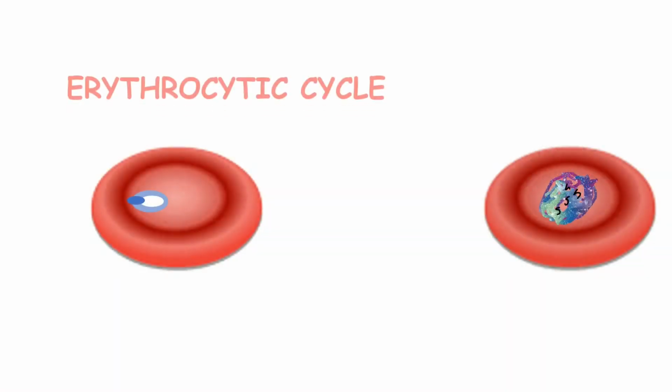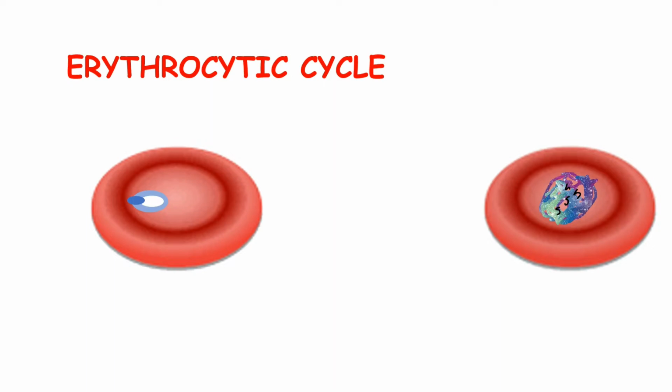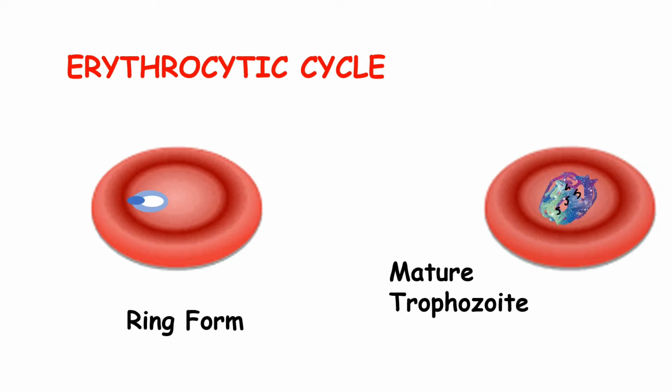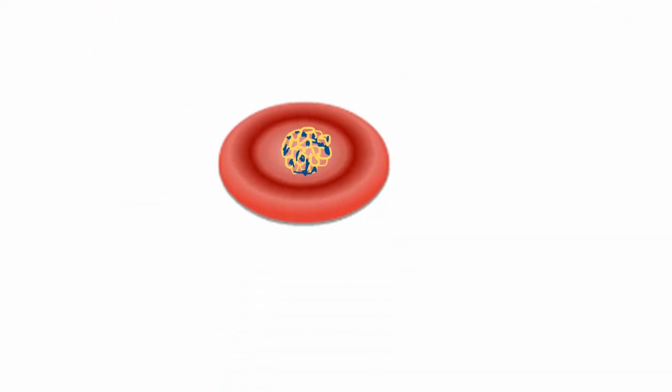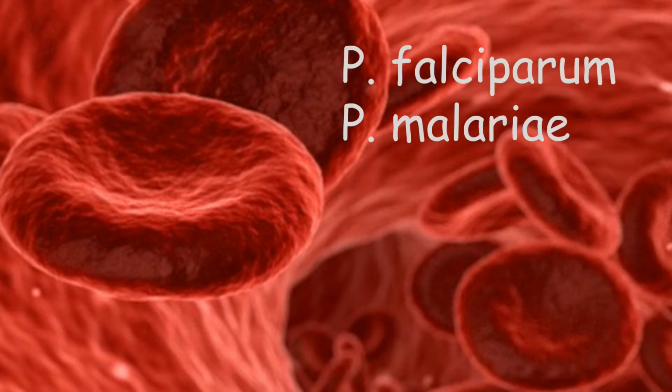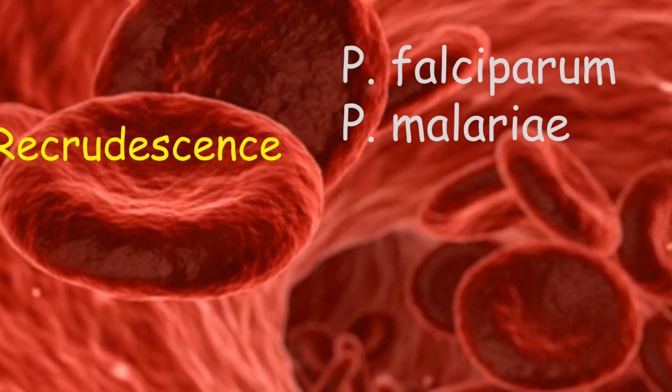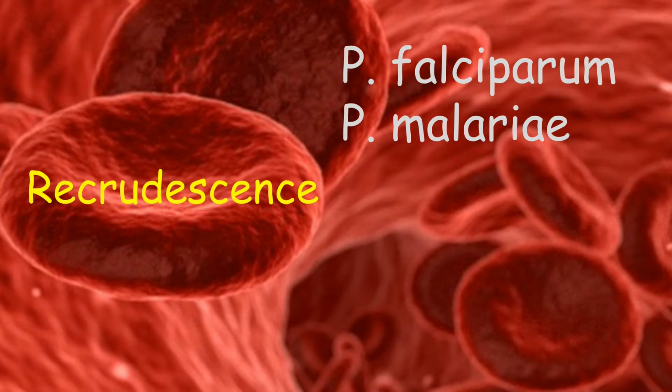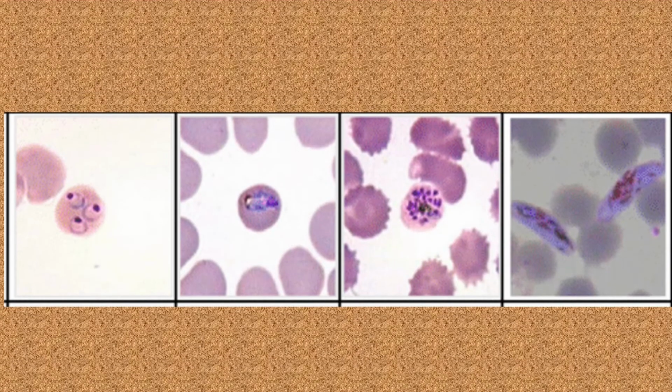Now inside the red blood cell begins the erythrocytic cycle, and the parasite grows by hydrolyzing hemoglobin and passing through several stages. The first one that you can see here is the ring form, and then comes the trophozoite form. And after that comes the multinucleated schizont stage, which ruptures and releases more merozoites into the bloodstream. These erythrocytic stages can sometimes persist for a long time even after the primary attack, especially in case of Plasmodium malariae and falciparum, and that gives rise to the recrudescence. That means a repeated attack of malaria due to survival of malarial parasite in the RBCs.